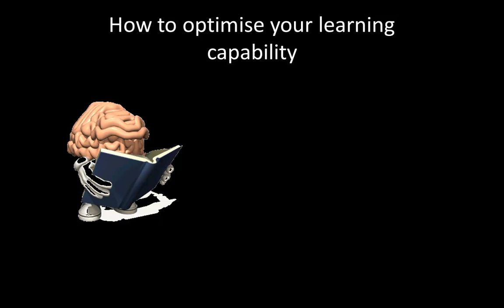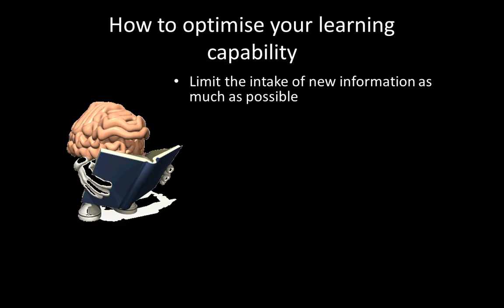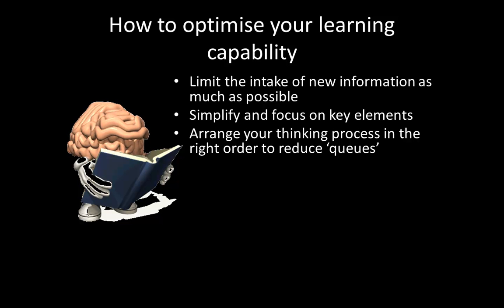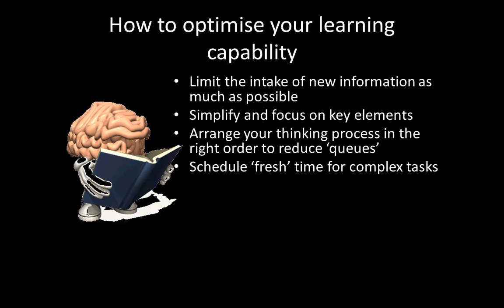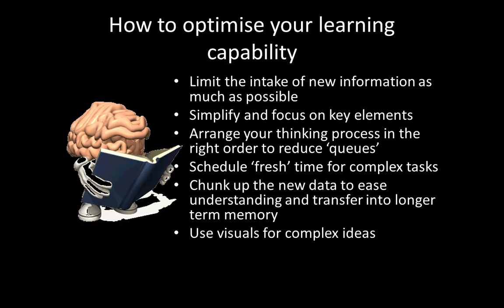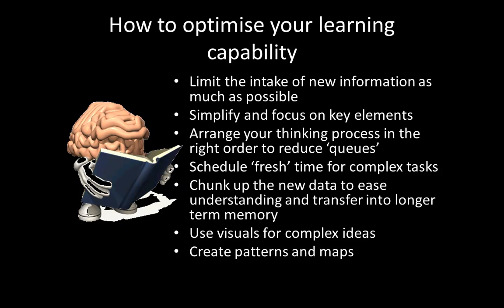So, optimizing your learning capability: limit the intake of new information as much as possible, simplify, focus just on the key elements, arrange your thinking process in the right order to reduce the number of cues, schedule fresh time for complex tasks, chunk up the new data to ease understanding and transfer it into longer-term memory, use visuals for complex ideas, create patterns, maps. All of those things will help to optimize your learning capability.